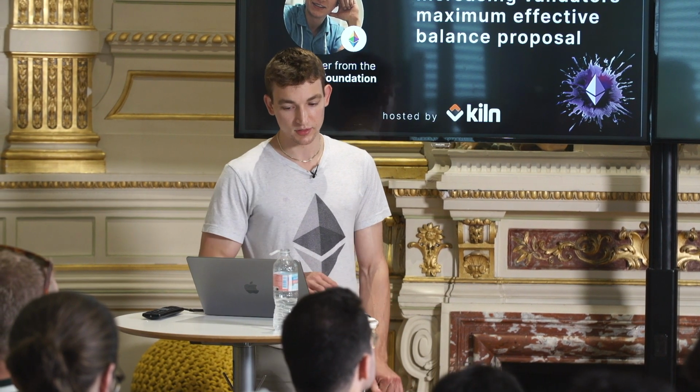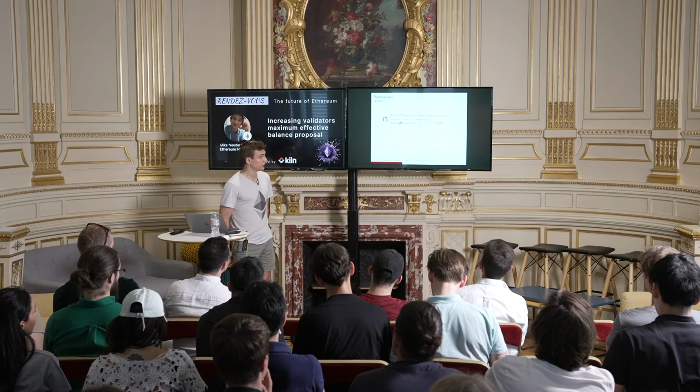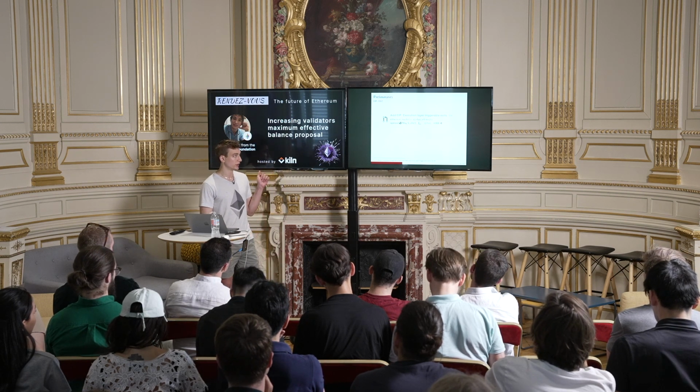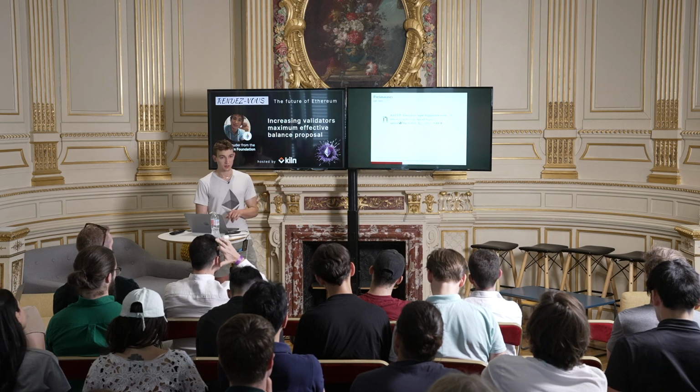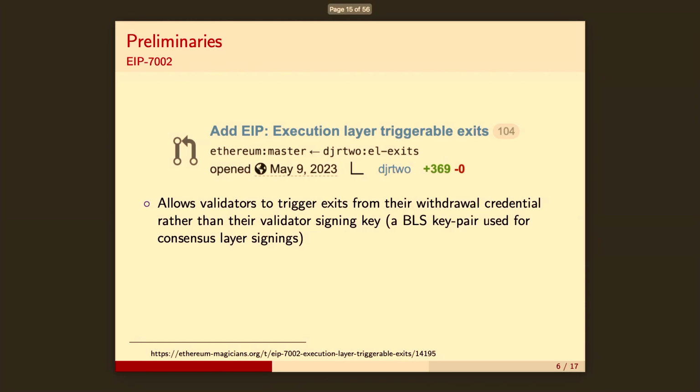Another important thing to mention is EIP 7002. This EIP is from Danny, and it adds execution layer triggerable exits. It's a mouthful, but essentially it allows validators to trigger their exits from their withdrawal credential. The withdrawal credential, again, is just an account in Ethereum. You can think of there being two keys. There are the BLS keys that are used to do the consensus layer stuff, to sign attestations and to sign blocks.